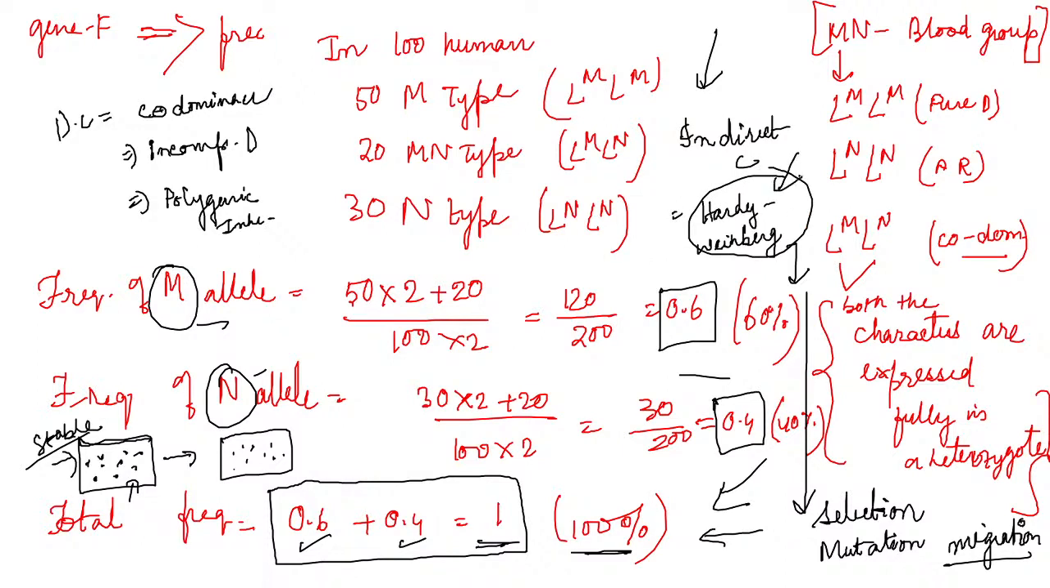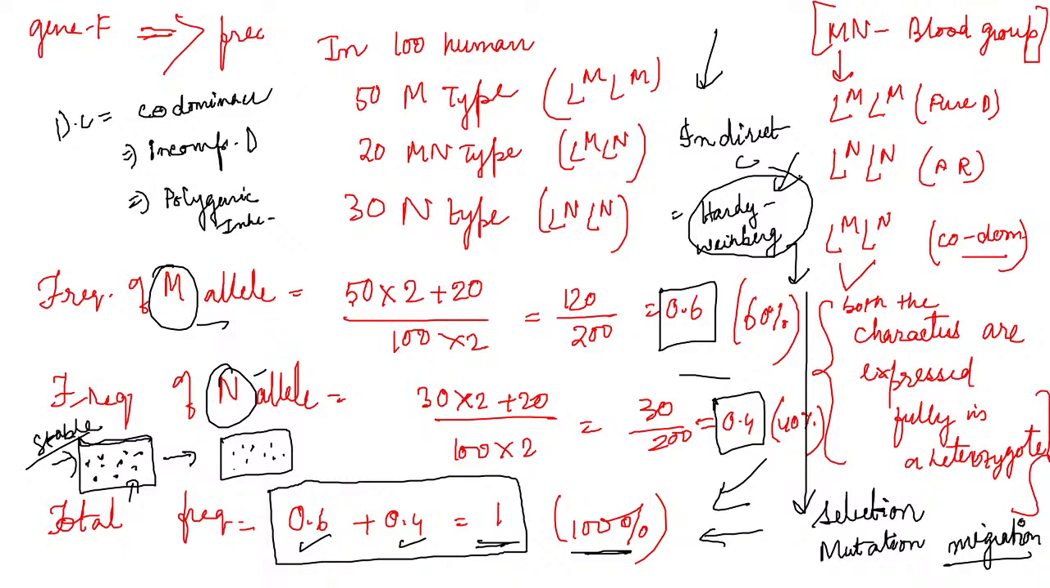But this Hardy-Weinberg population has no real existence, because there's no population which is infinitely large, no population where selection, mutation and migration are not going on, and no population which is stable. Every time there is death, immigration, migration, birth, natality, mortality, selection, mutation, etc., and most probably recombination is also going on. Okay. Now coming to the frequency.